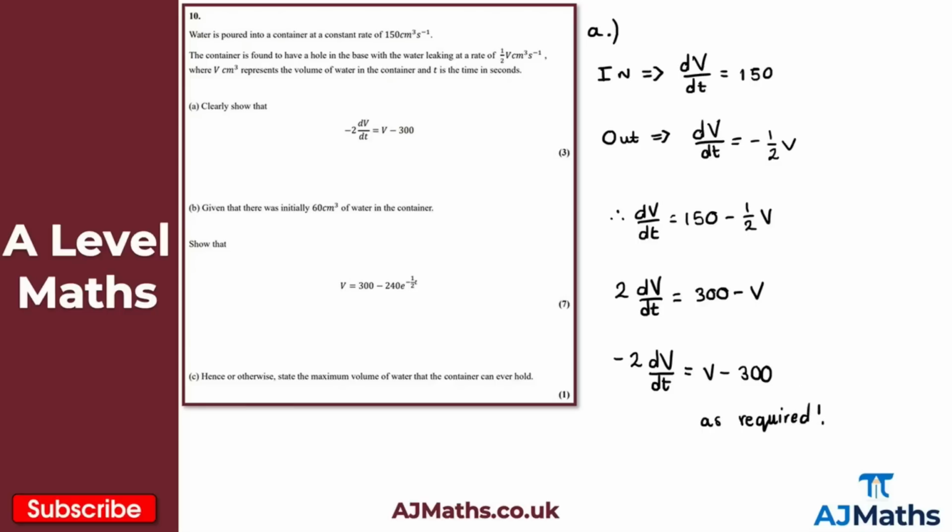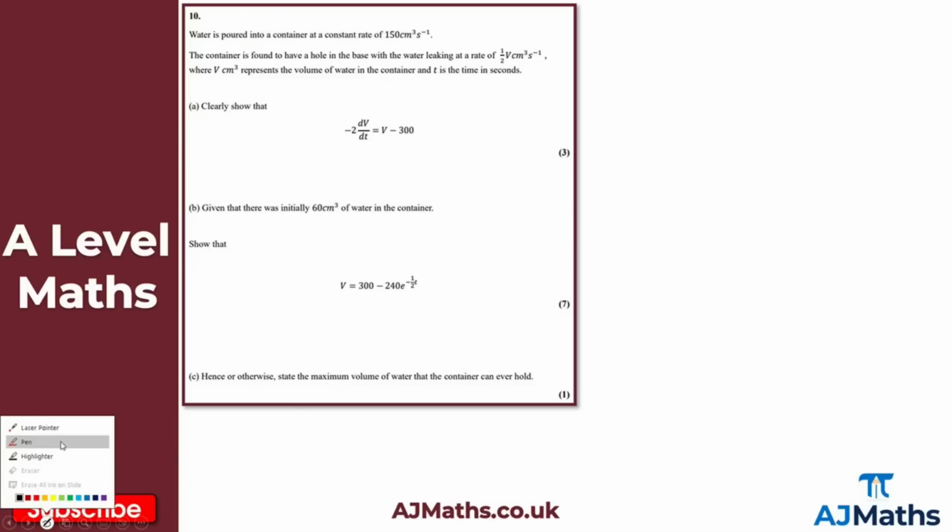So let's take a look now at B. And what I'm going to do is just clear the screen, just because we need basically the full screen here to answer part B. So we're given that there was initially 60 centimeters cubed of water in the container. We want to show that V is equal to 300 minus 240e to the power of minus a half t.